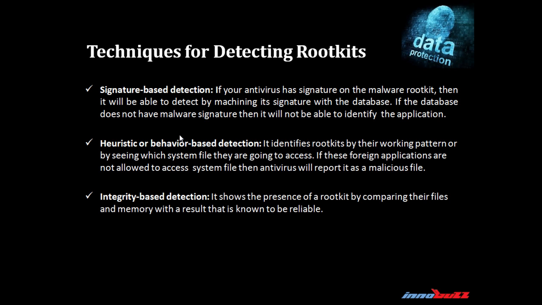The second form of detection technique is heuristic or behavior based detection, in which it identifies rootkits by their working pattern or by seeing which system files they are going to access. If these foreign applications are not allowed to access system files, then the antivirus will report it as a malicious file. The final method of detection is integrity based detection, wherein it shows the presence of a rootkit by comparing its files and memory with a result that is known to be reliable.